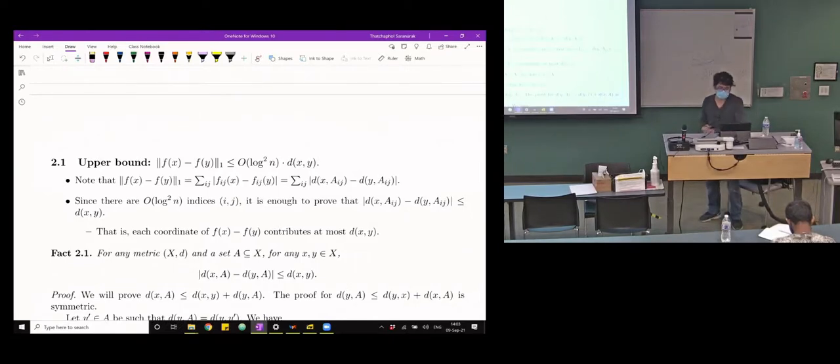What do we need to do? Let's just write it down. The L1 distance is really just a sum over all coordinates ij, and it's just the distance in the line for each coordinate. That's the definition of L1. And for each of the coordinates here, let's just write this thing down. This is just by definition.